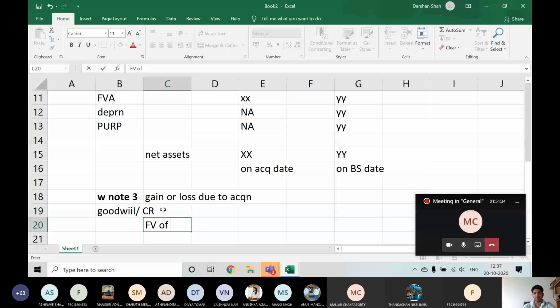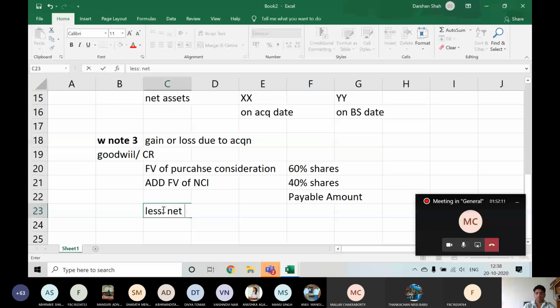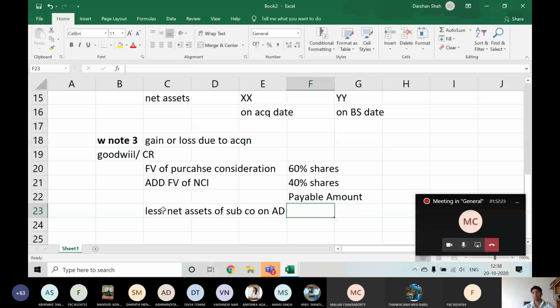उसमें से लेस क्या करेंगे आप? Less net assets of subsidiary company on acquisition date, right? Acquisition date, and that will be what? That will be your net asset वाला X वाला amount. समझा क्या?